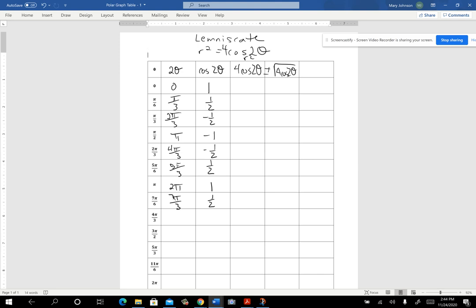Okay? So now I'm going to do 4 times that. So that would be 4, then 2, then negative 2. Then this would be negative 4, negative 2, 2. This would be positive 4, this would be 2. Then I need to do plus or minus the square root.